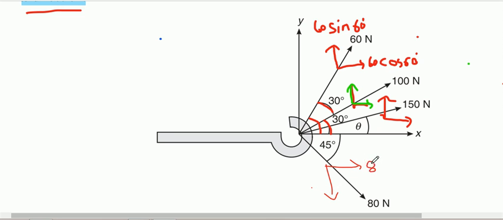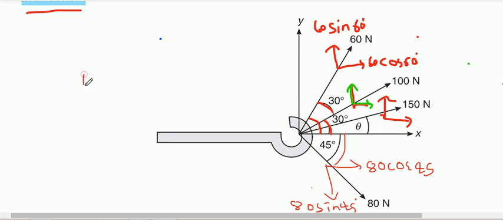80, what is the x component? 80 cos 45 is your x component, and 80 sin 45 is your y component. So now all the forces are resolved: 80 cos 45 and sin 45. This is also with respect to the x direction. Therefore the x component is cos, and the y component is sin. So now you have resolved all the forces.